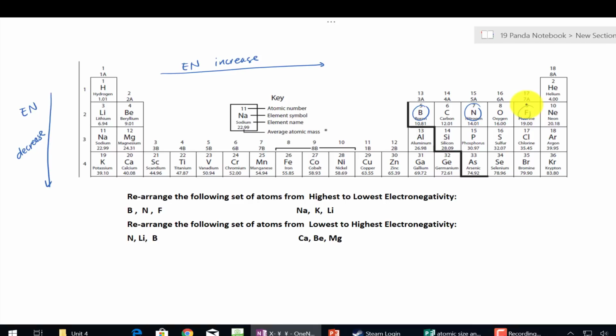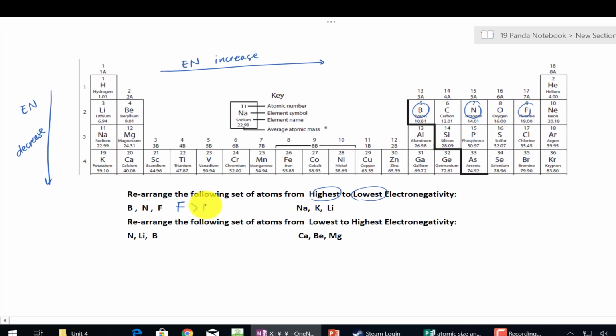And if we notice, we are looking from the highest to the lowest, and we remember that it's increasing this way. So the highest will be all the way over here. Of course, it's going to be F, right? That would be the highest, followed by N, and lastly, followed by B, which is boron. So that's how you do it. You have to find where they are on the periodic table.